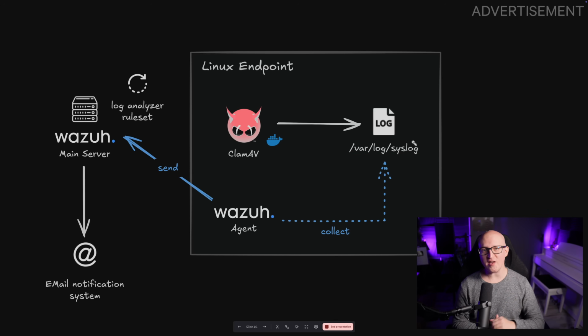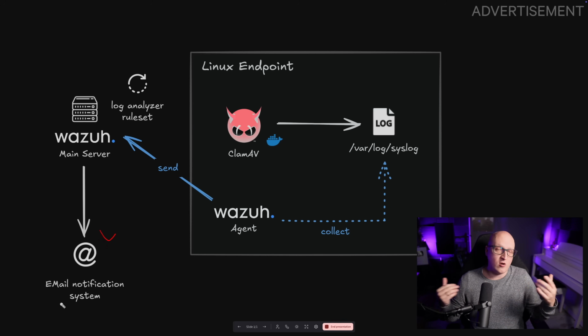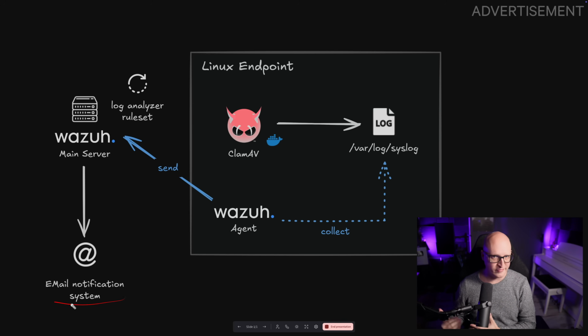So the first thing that we need to do is to make sure that the ClamAV daemon is sending its logs to the syslog file. And then the Wazuh agent will just send everything it finds on the server to the main platform where it's further analyzed. And if it finds something interesting that matches the rule set of the logging analyzer, it will generate an event you can find in the Wazuh dashboard, or you can also use it for alerting and notification later.